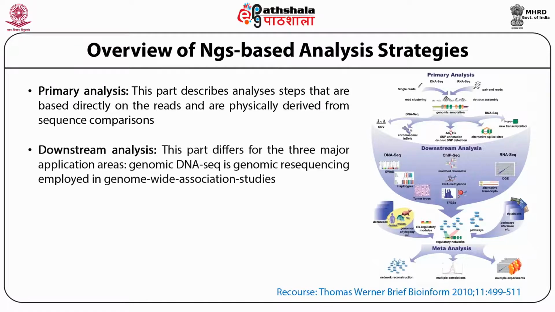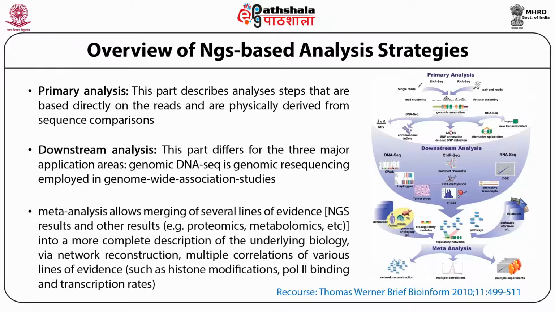Then the downstream analysis, this part differs across the three major application areas. Genomic DNA sequence is genomic resequencing implied in genome-wide association studies. And finally, the meta-analysis allows the merging of several lines of evidence, NGS results and other results, for example proteomics and metabolomics, into a more complete description of the underlying biology via network reconstruction, multiple correlation of various lines of evidence such as histone modification, Pol III binding and the transcription rates.